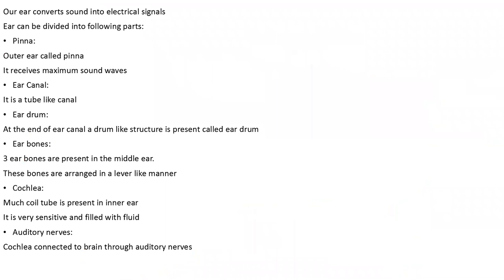Now our ear converts sound into electrical signals. The ear can be divided into the following parts.